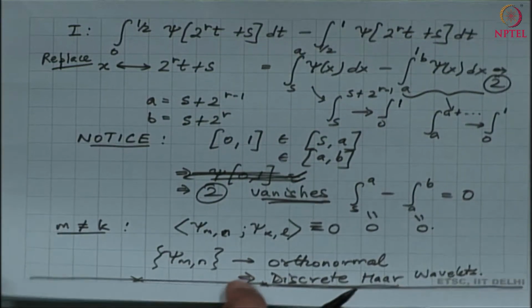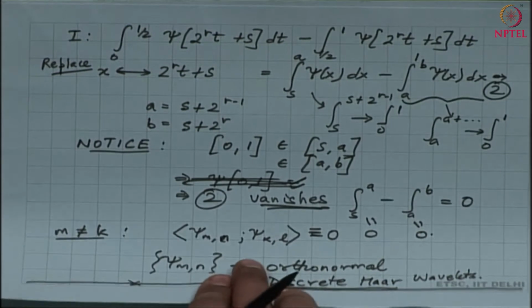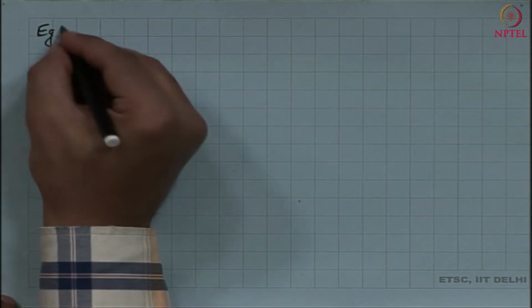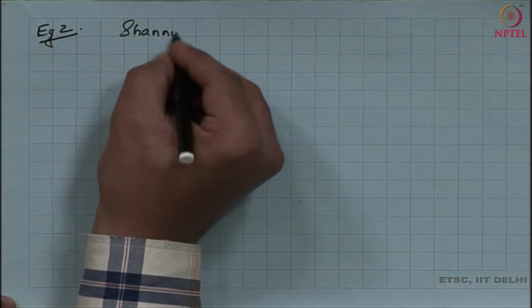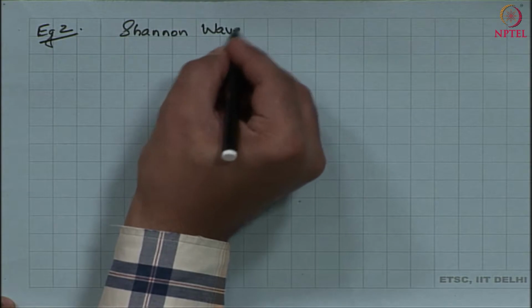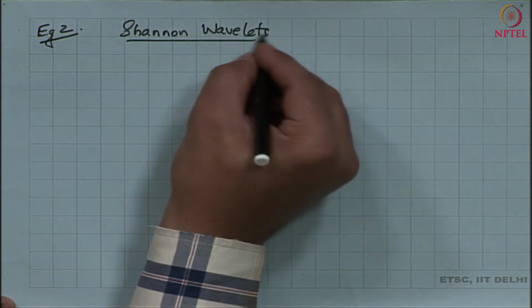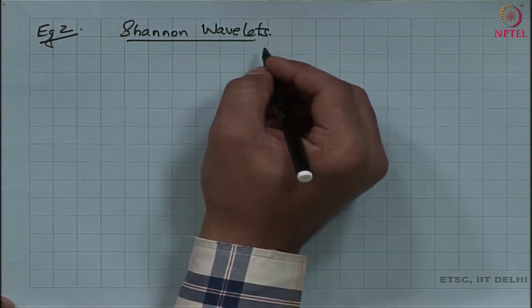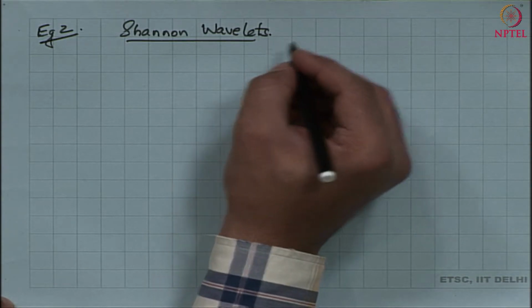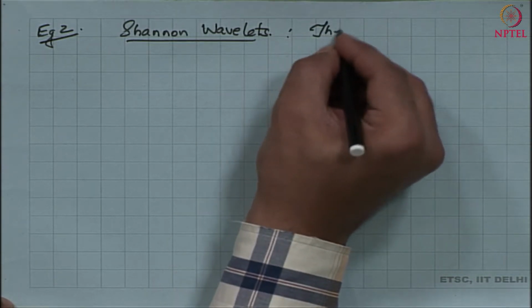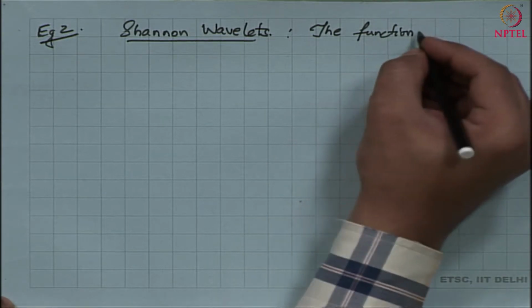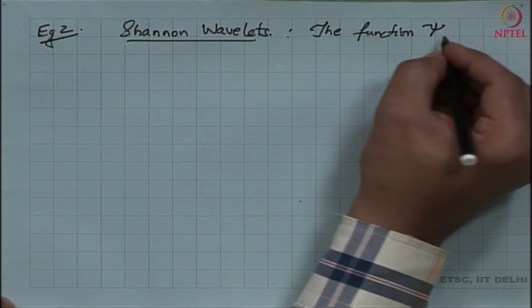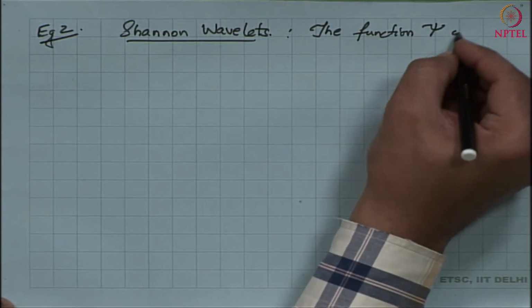Okay, so now let us look at another example. Let me show you another example of Shannon wavelets. Let me just describe what these wavelets are. They are very widely used in signal processing. Shannon wavelets are wavelets, the function psi.